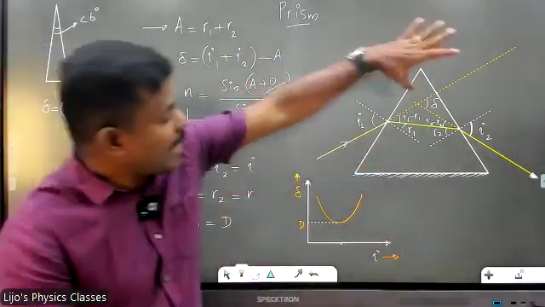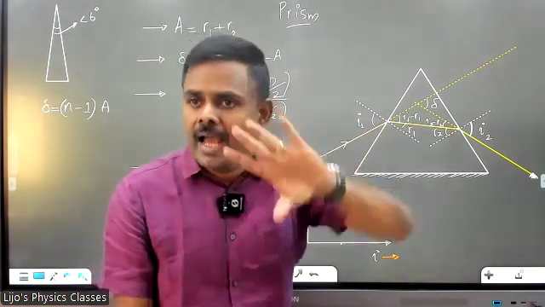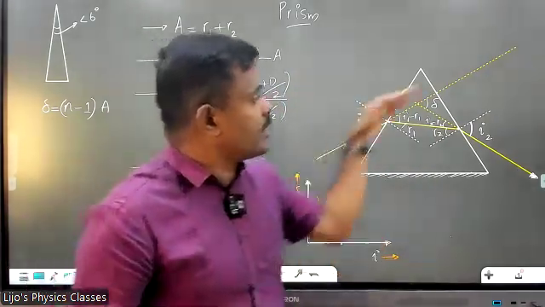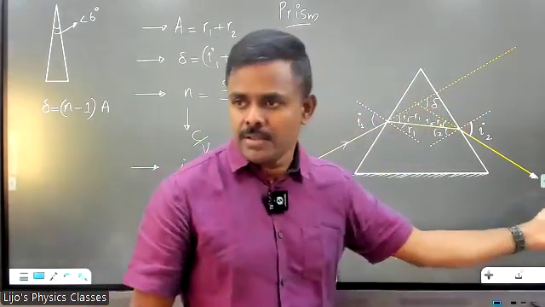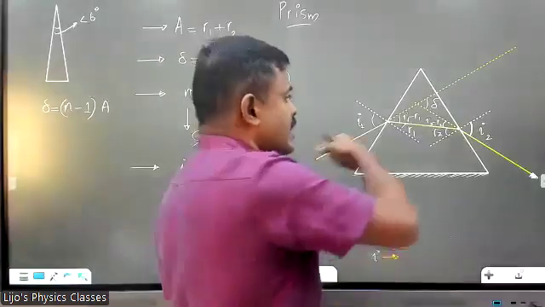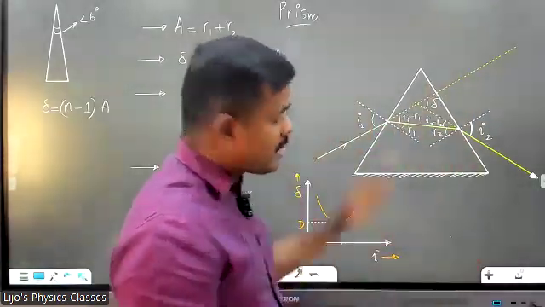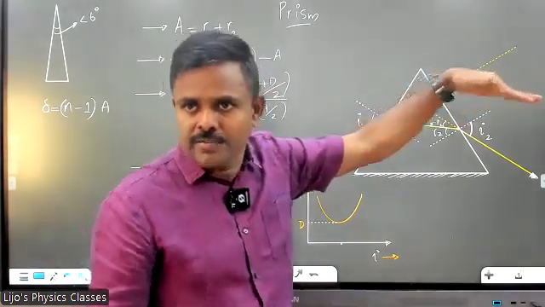I produce this ray, they are meeting right here. That is called the angle of deviation. Angle of deviation is the angle between the path that the ray wanted to travel along and the path that the ray actually traveled along. That angle is called the angle of deviation.